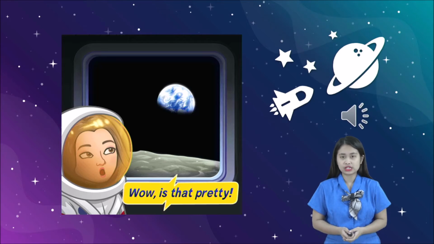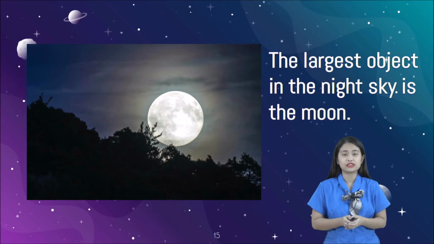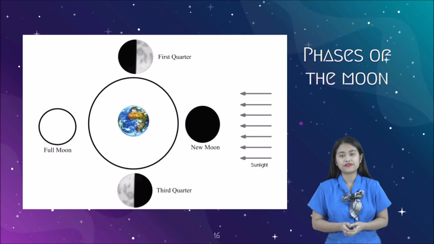Let us talk about this passage. According to the passage, the largest object in the night sky is the moon. Can you see the moon every day? Usually we can see the moon every night if there are no clouds in the sky. There are different phases of the moon because it is moving around our planet called the Earth. There are 4 main phases of the moon. We are going to talk about them.